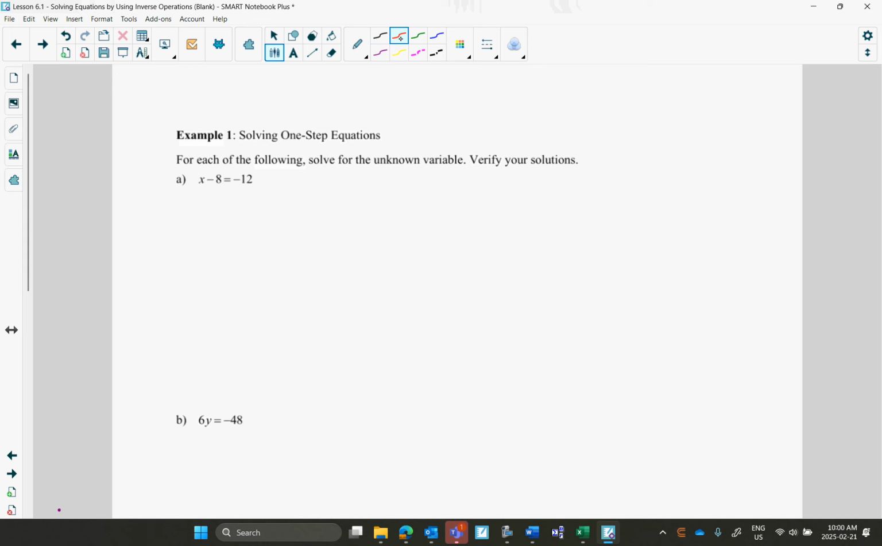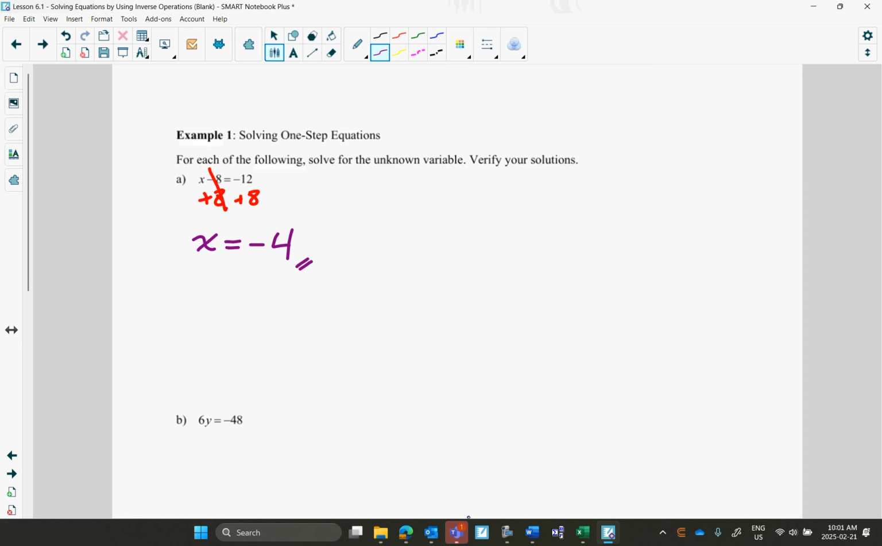Here's where inverse operations really helps. What do I do to get x by itself here? Add 8. Add 8 to both sides. Those disappear. What does the equation look like when I'm done? What does the left side look like now? Just an x. x equals -12 plus 8 is -8. That's our answer. That's our solution.